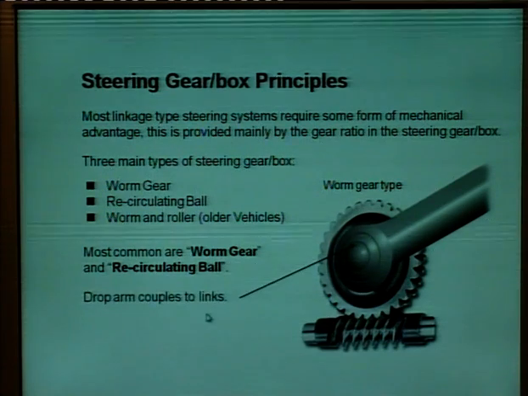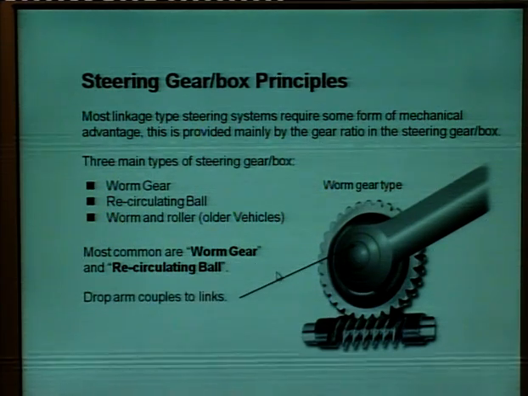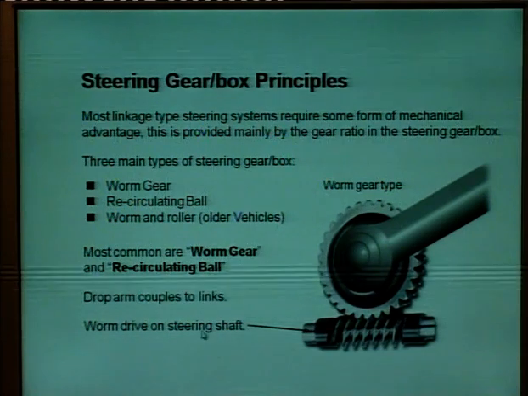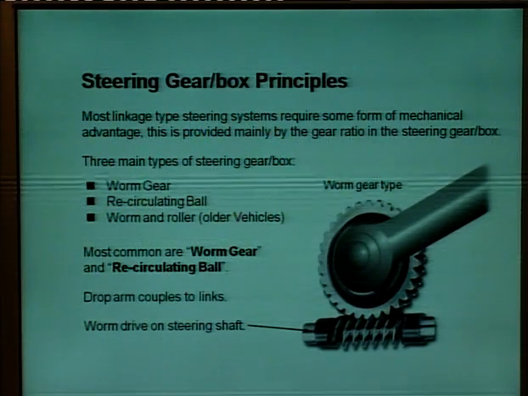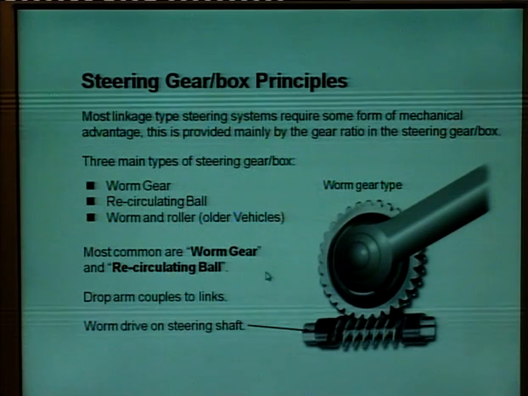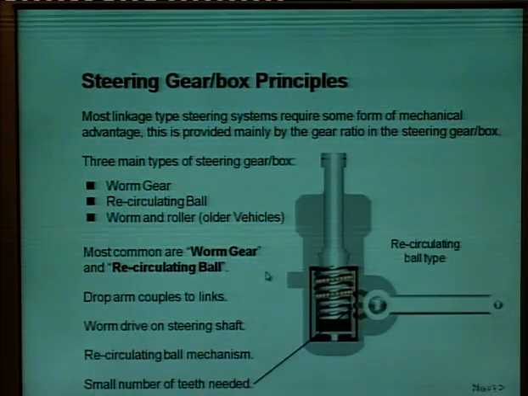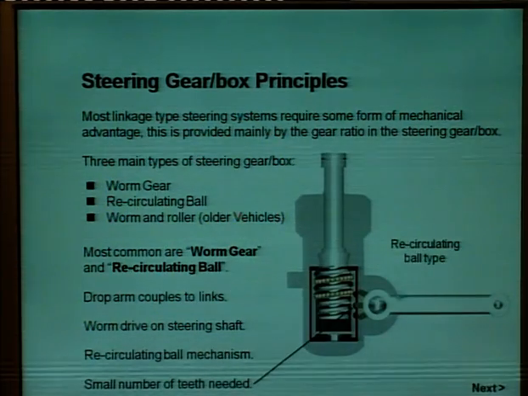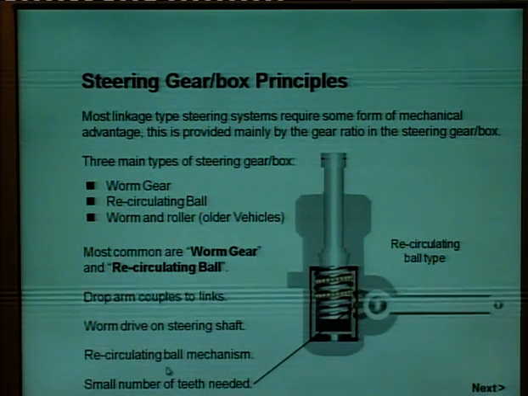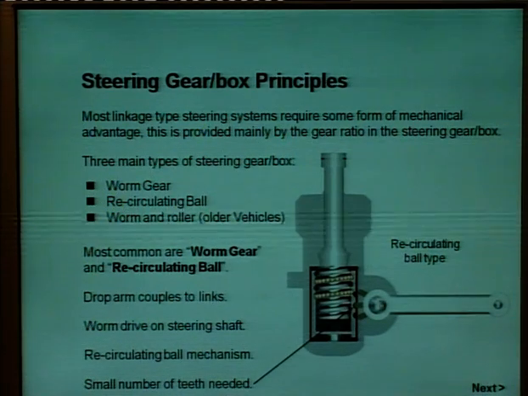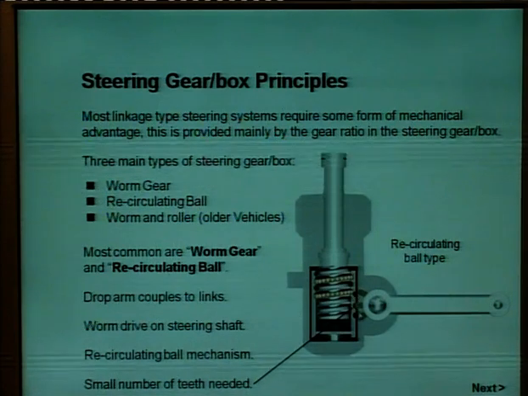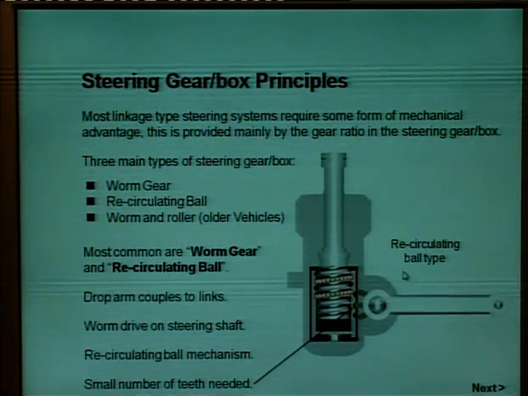Drop arm couples to links. Worm wheels, these are the two worm wheels on the steering shaft. This is the recirculating ball type. In the recirculating ball mechanism, a small number of teeth are needed in this type of system.